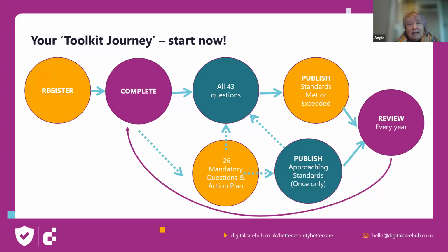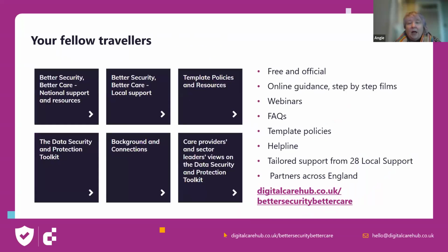So if we go on to the next slide, as you'll see, you're not alone, okay? Better Security, Better Care is the official partner on the DSPT. The programme is paid for by NHS and includes online guidance, templates you can use to update your policies, helplines and tailored direct support from 20 local support partners across England. And as I said, Oxfordshire Care Association are one of those support partners.